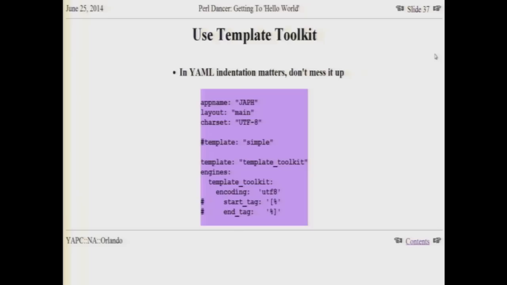YAML cares about white space, kind of like Python. If you don't remember to move it over, it thinks template is under charset and not out at the front. It will generate lots of log messages and bring your machine to a crash. Don't make this mistake. You've seen it once now, you at least know what to look for. And that's it, we're at the end.